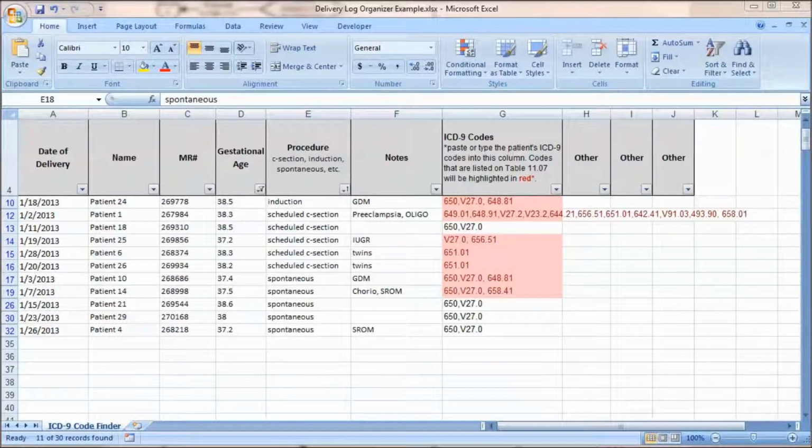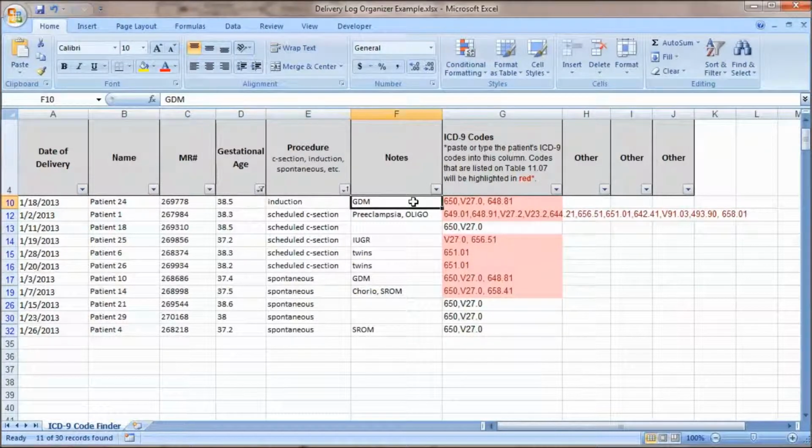I want to remove the cases that are going to meet exclusion criteria. And in column G, it appears that several of the women have one of the conditions listed on table 11.07. For instance, one woman has gestational diabetes, another preeclampsia, IUGR, twins, and one has chorio.